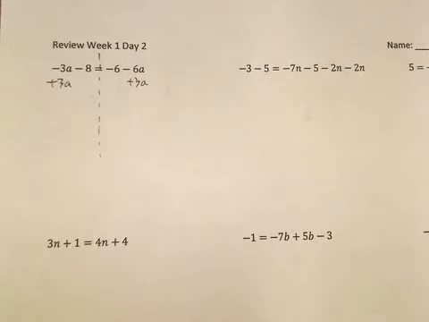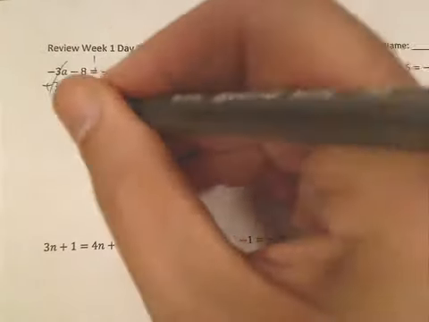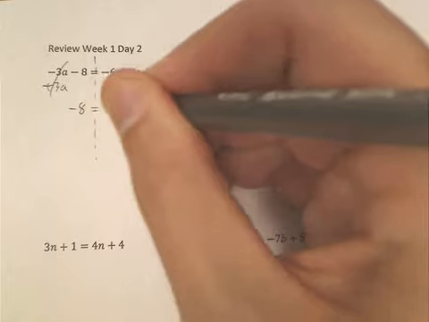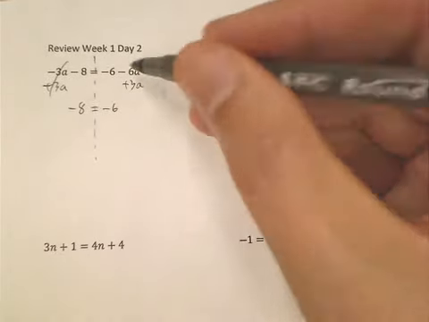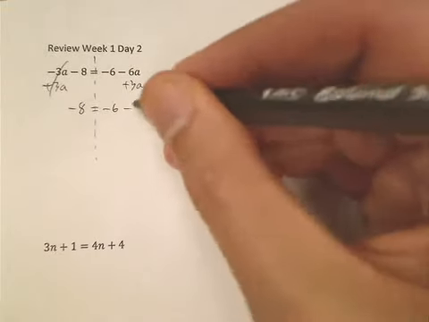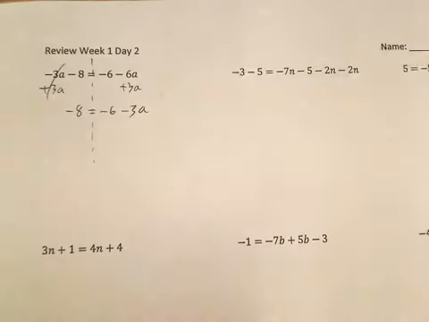And the line has to balance. Anything you do on one side, you have to do on the other side. So these will go away. I'm just going to copy what's left. And then negative 6 plus 3. Punch it in, you get negative 3a.